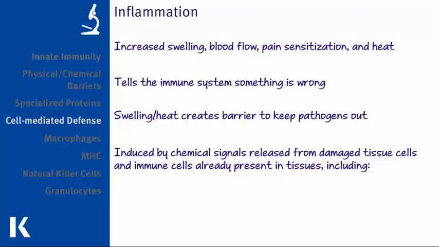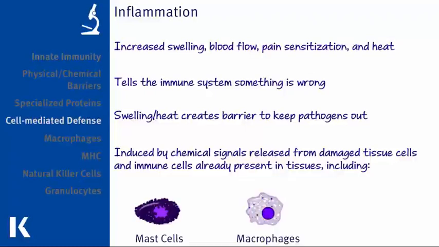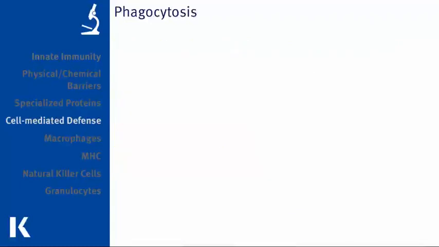Inflammation begins when cells that have been injured or are dying, or immune cells who happen to be in the area, send out chemical messages to the rest of the body that they're in trouble. The big category of these types of cells to worry about include mast cells, macrophages, and dendritic cells. Following inflammation, phagocytosis is the second broad category of cell-mediated response.